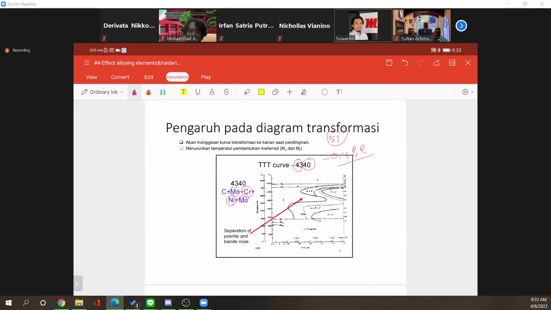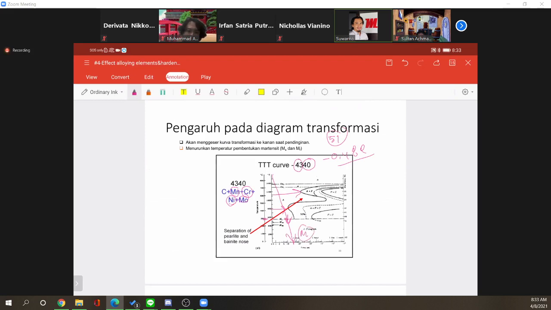Then 51, you see that the shifting is more extreme now because you put nickel and molybdenum. So the shifting is very extreme to the right. And then MS is also shifting down, very much down here. So now the MS starts below 300, which means that if you have a cooling curve like that, it's easier for you to make martensite in this case.